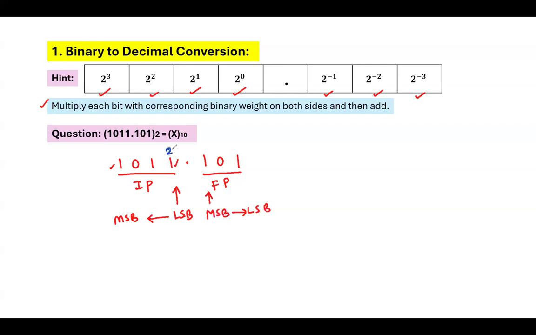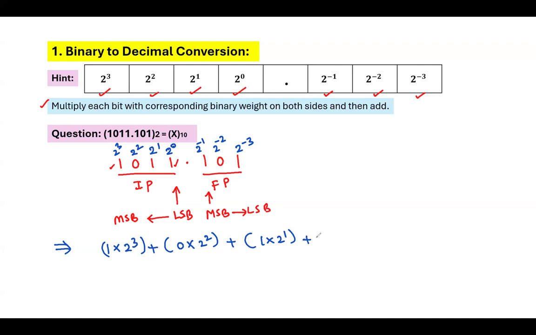Now we should assign the binary weights. This is 2 power 0, this is 2 power 1, this is 2 power 2, this is 2 power 3. For the fractional part, the binary weights are 2 power minus 1, 2 power minus 2, 2 power minus 3. Now we should multiply each bit with the corresponding binary weight and then add. So for the integer part, the leftmost MSB bit is 1 into 2 power 3 plus 0 into 2 power 2 plus 1 into 2 power 1 plus 1 into 2 power 0, plus for the fractional part we add 1 into 2 power minus 1 plus 0 into 2 power minus 2 plus 1 into 2 power minus 3.